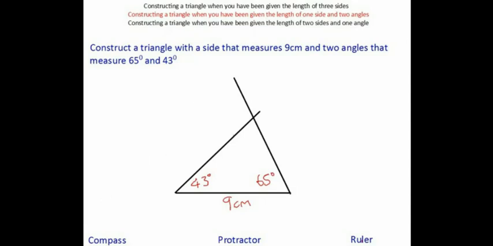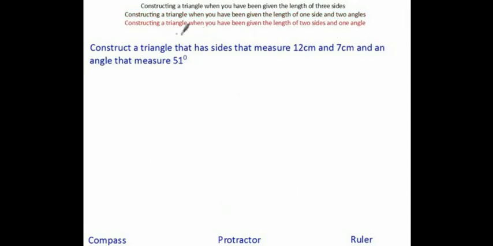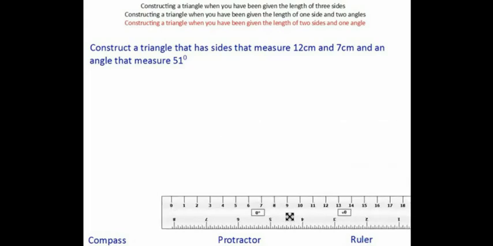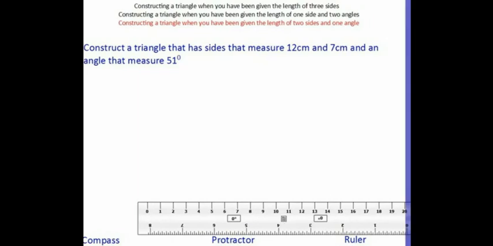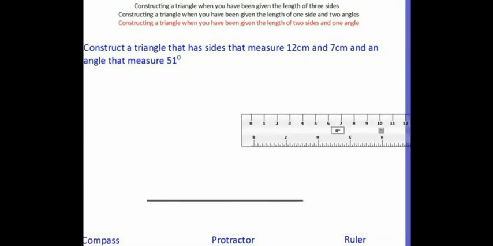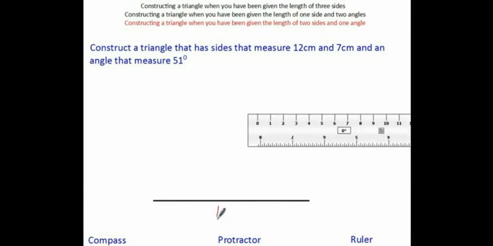So finally, constructing a triangle when you've been given the length of 2 sides and 1 angle. So again, exactly the same method. Get your ruler. Draw the longest length as your base. So that's 12 centimeters here. So nice and accurate. Make sure you label it, 12 centimeters.